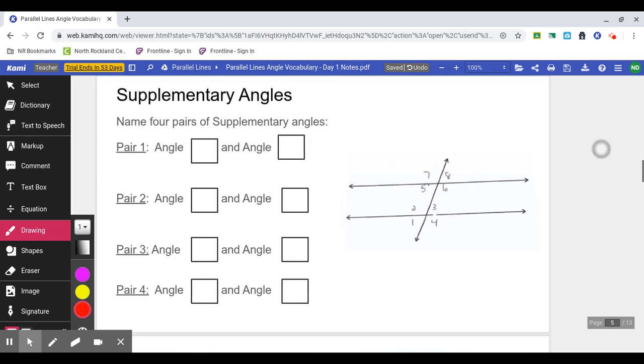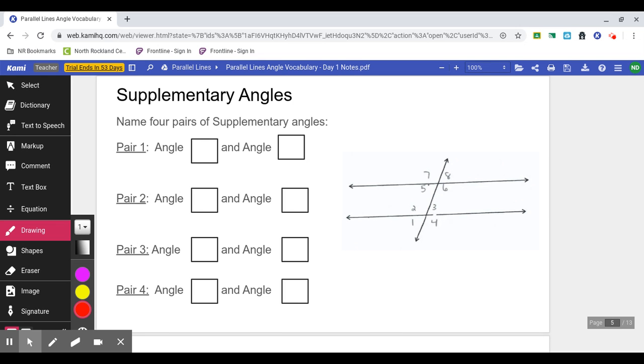Okay, so now let's do some practice identifying supplementary angles. So you guys, we're simply just going to write in the angles as a number, and you guys will type in the angles on the Google Slides. So I have 4 pairs written here for you. There are more than 4 pairs, so you might have different answers than I do, which is fine because there are a total of 8, but I'm only asking for 4.